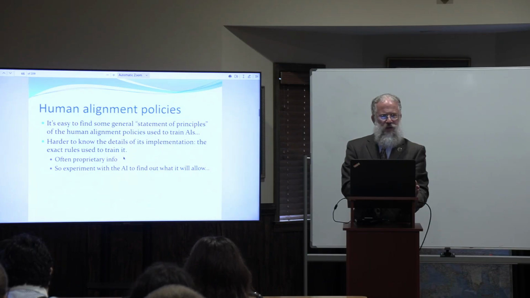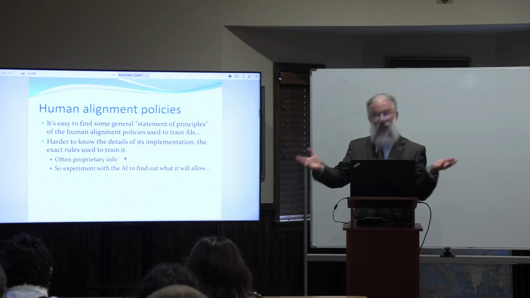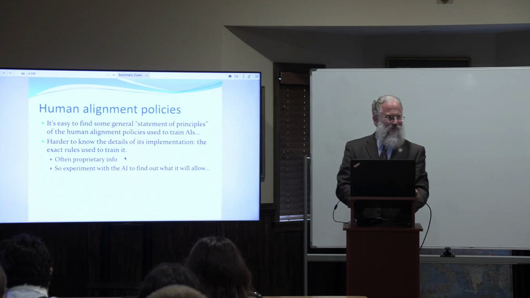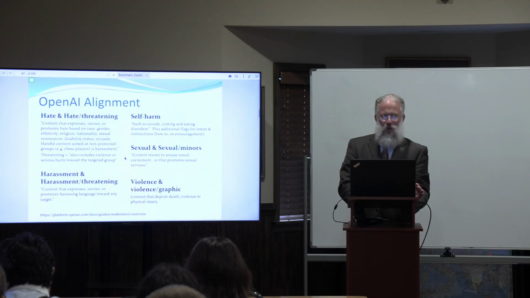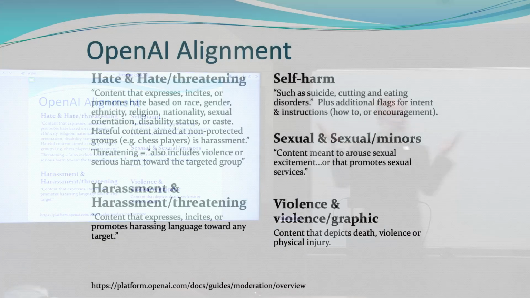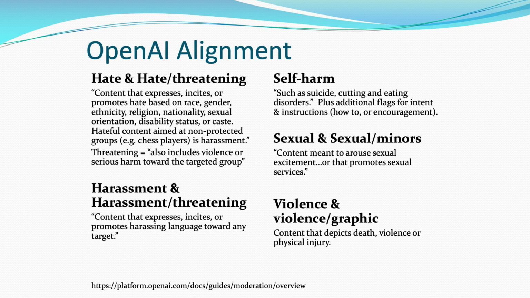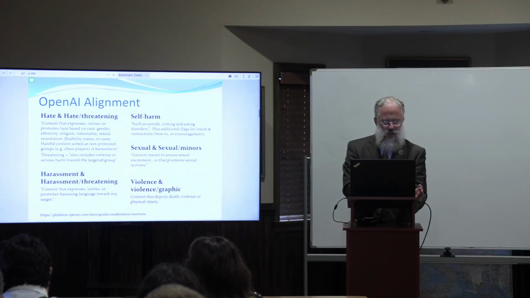So the only way you can really figure out how it will behave is to play with it and see what you can get it to do, which I know some people already have all kinds of mischievous fun doing. So OpenAI's alignment policies are, generally, good things, right? Watch out for hate and especially threatening hate speech. They define this as content that expresses, incites, or promotes hate based on race, gender, ethnicity, religion, nationality, sexual orientation, disability status, or caste.